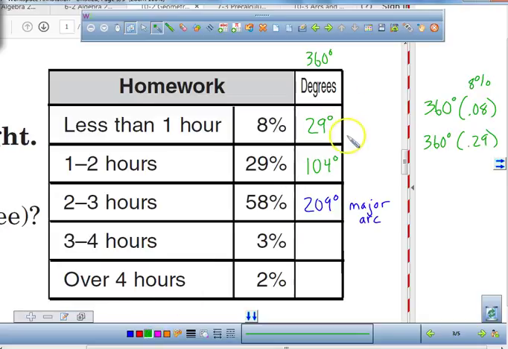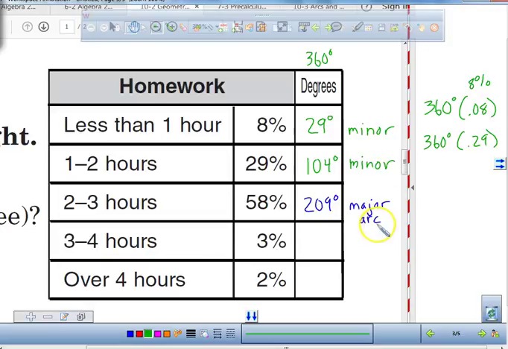So, of these, which is the only one that is a major arc? The only one is 2 to 3 hours. That's it. All the other arcs are going to be what? What are these percentages all going to add up to? 100. What are all these degrees going to add up to? There you go.